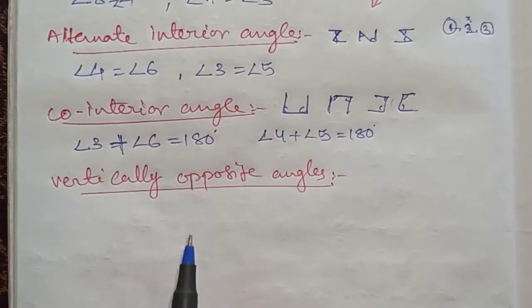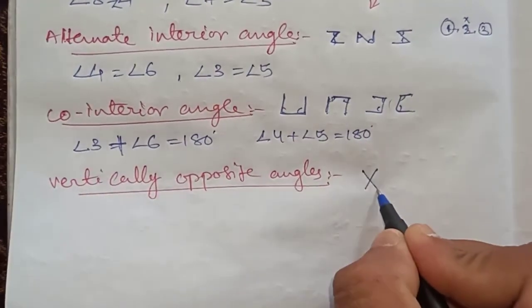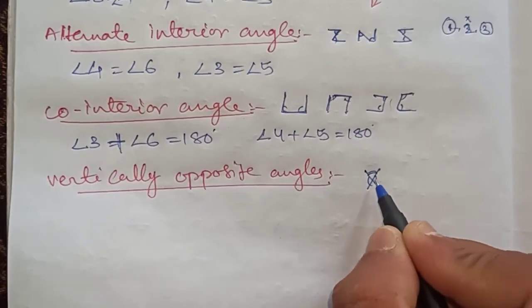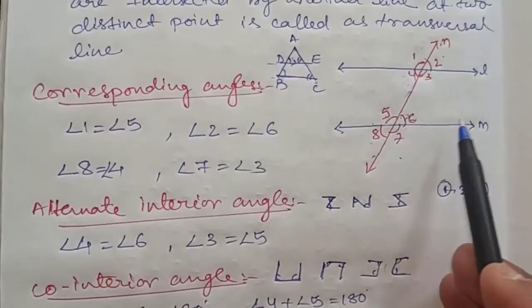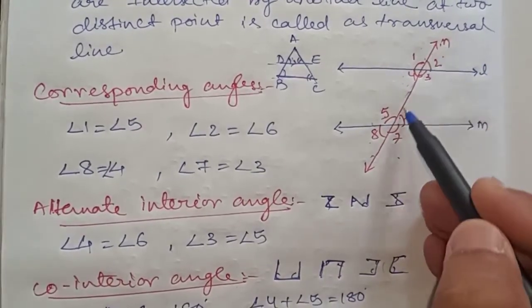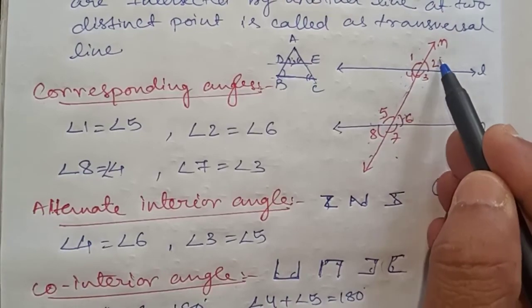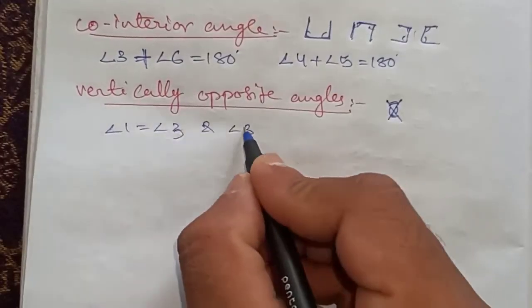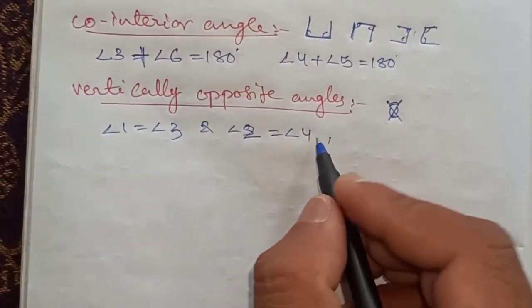Next is vertically opposite angles. Vertically opposite angles I have already explained to you in 6.1. Whenever you see X shape angles, these two angles are equal and these two angles are equal. So from this figure, which two angles are equal? Does it look like X shape? So angle 1 equals angle 3 and angle 2 equals angle 4.